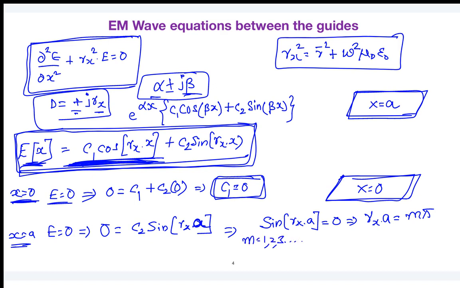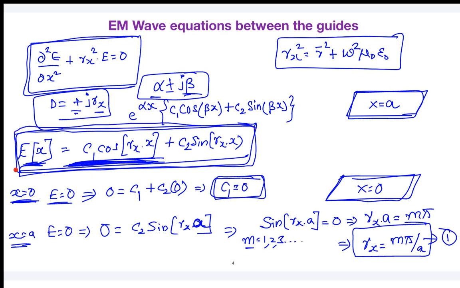When I go to the mode of operation, you can clearly understand why m equal to 0 doesn't exist. Now, what is the value you are going to get? Gamma x is equal to m pi by a. So this is your very, very important equation. By solving the wave equation, you have arrived at the solution for electric field intensity, and you are going to discuss the propagation constant.